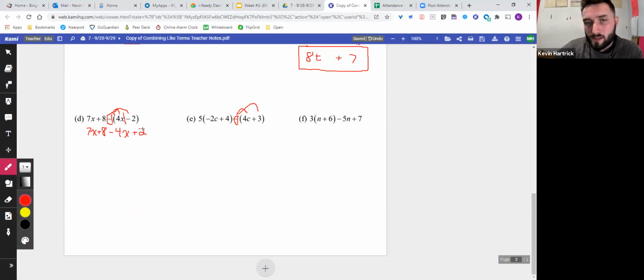Real quickly, notice, whenever I distribute a negative here, all it really does is flip the signs of everything. This 4x now becomes a -4x. This -2 became a +2. So that's another way you can check your work.